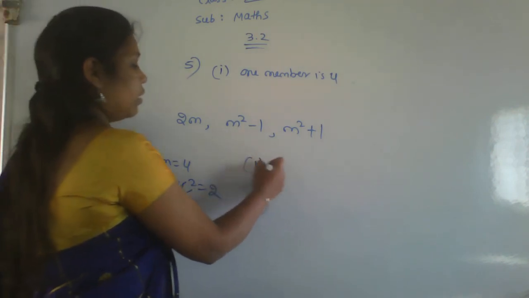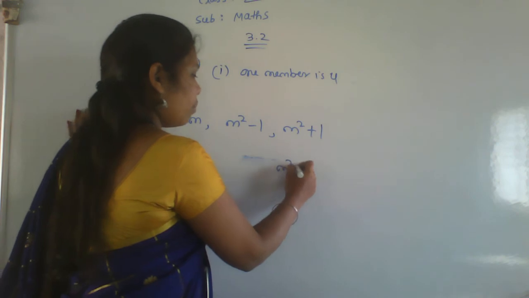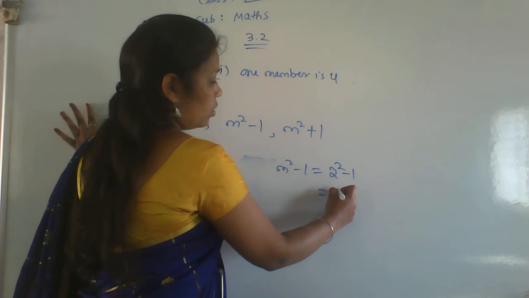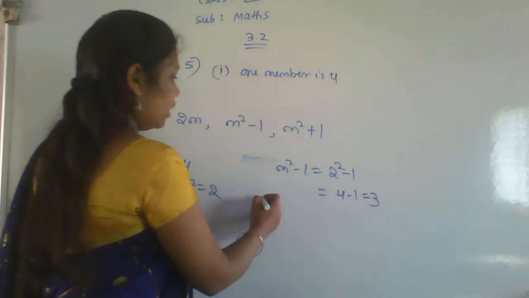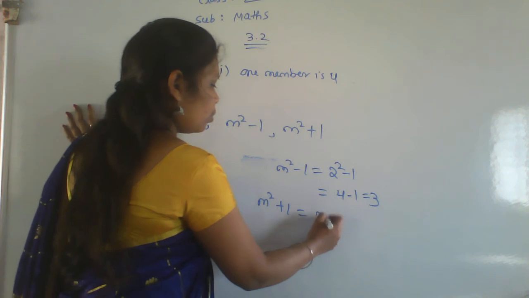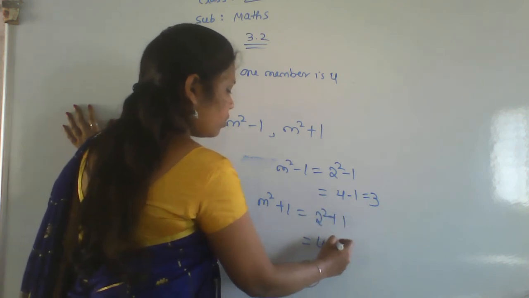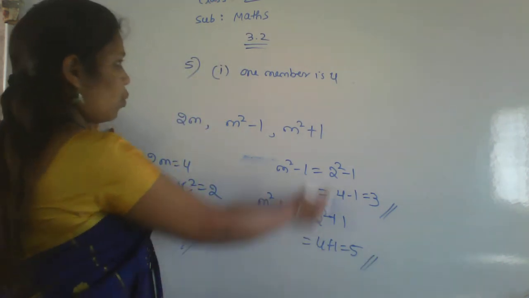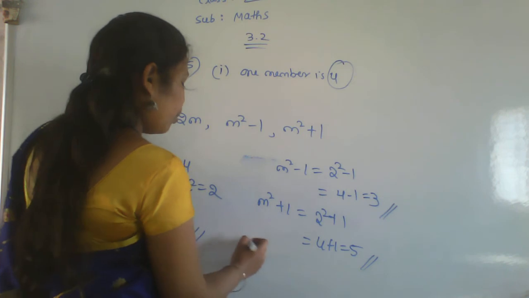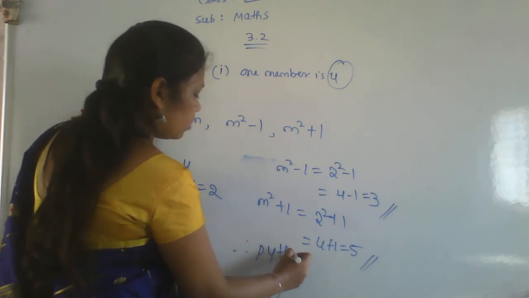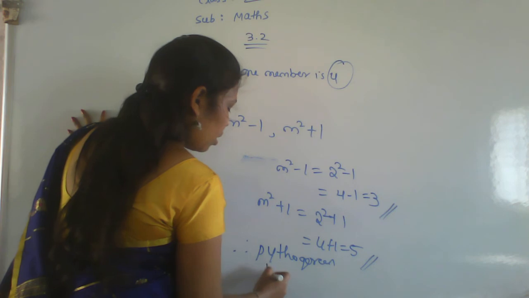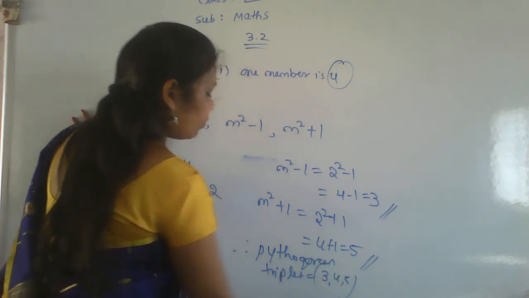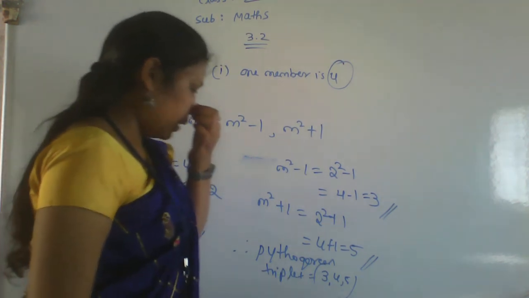Now find the next number: m square minus 1 is equal to 2 square minus 1, that is 4 minus 1, the answer is 3. Next, m square plus 1 is 2 square plus 1, 4 plus 1 is equal to 5. So here we have 3 and 5, and one number is given, that is 4. The Pythagorean triplet is equal to 3, 4, 5.